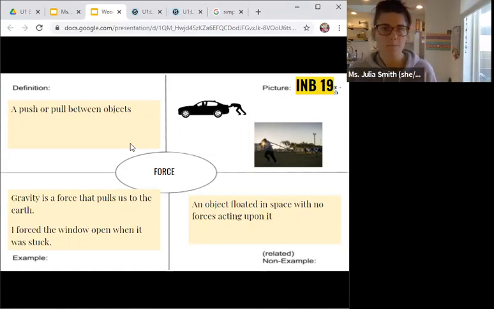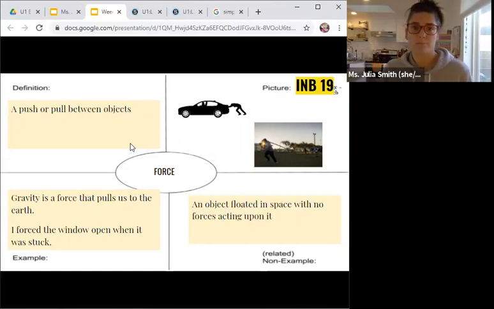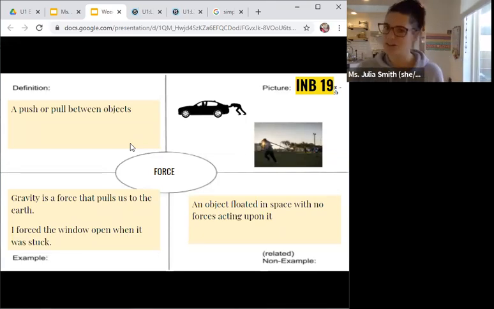And so if a force is a push or pull between objects, then the opposite of that is going to be where there is no push or pull happening. And where we can see that is in space. So we have an object that floats in space with no forces acting on it. That would be the opposite of force.